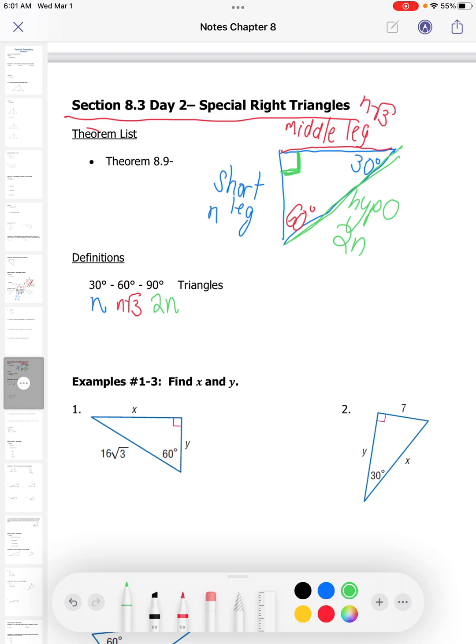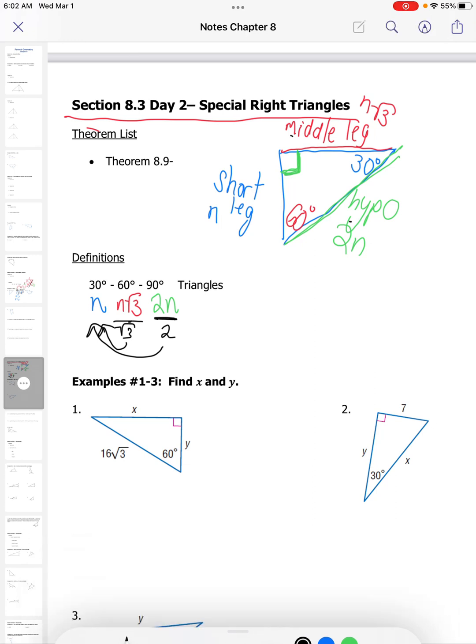So that's our idea: if we have one of the legs, can we go backwards and find the other leg? If I have the hypotenuse, I can divide it by 2 and find the 30 degrees, okay? If I have the middle leg, I can divide by root 3 and find the 30 degrees, okay? Going from middle to hypotenuse is a little bit tricky if we don't know what that n is. All right, so let's try this out.